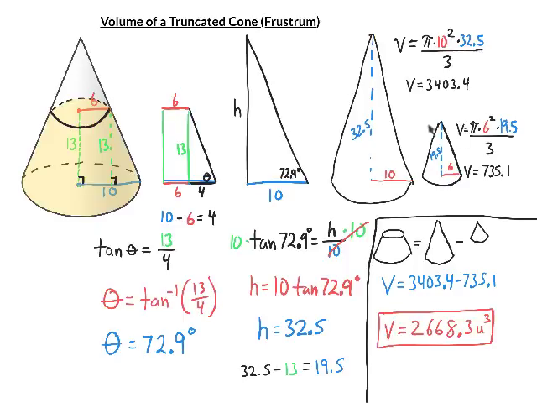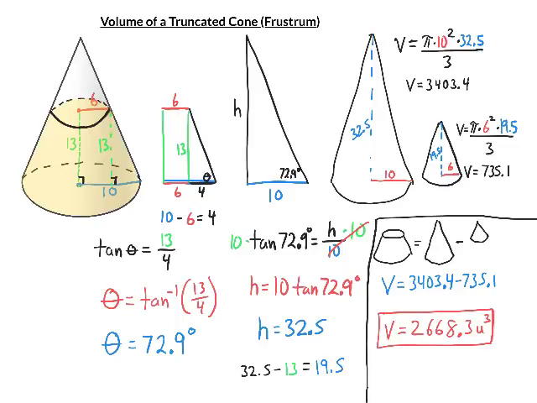Now, I have the height of the big cone. I need to get a small cone, because my goal for the truncated cone is to take the big cone minus the small cone. So I need to find the volume of the big cone and the volume of the small cone on top. That's the small cone on top right there. So the height of the big cone, we just found, is 32.5. The height of the small cone, see the base is 6 right here? That's for the small cone, 10 for the large cone.